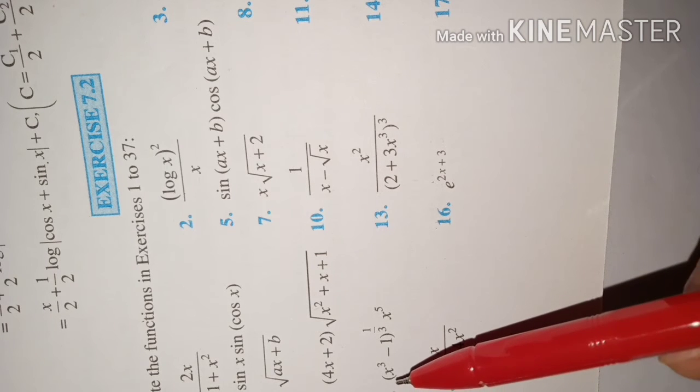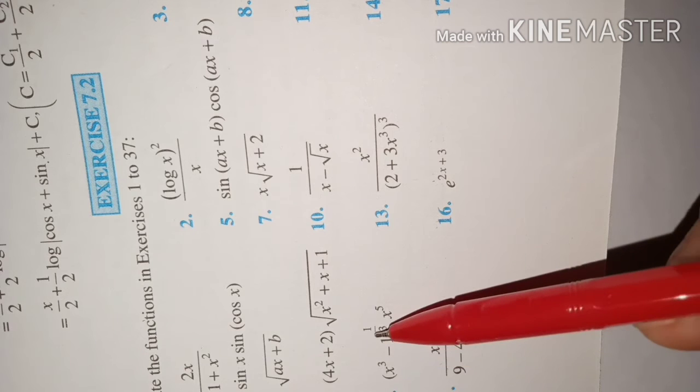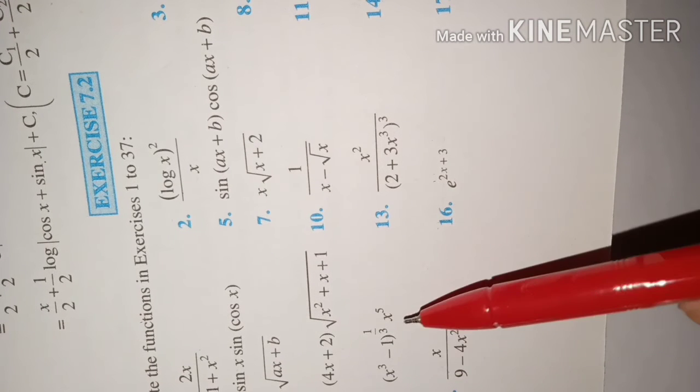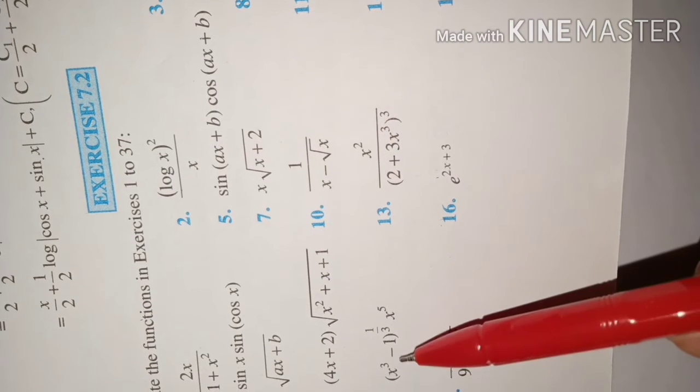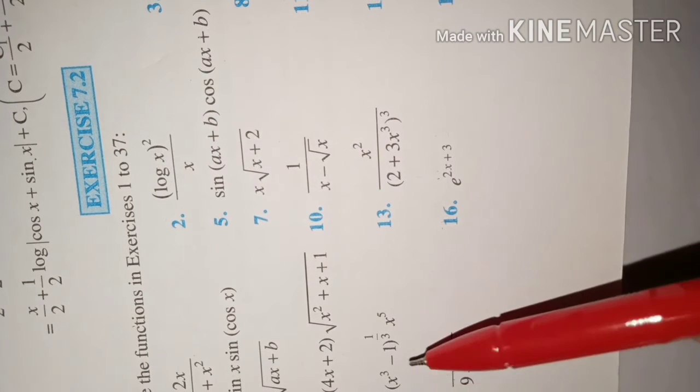Here in the bracket it is given (x cube minus 1) to the power of 1 by 3 into x to the power of 5. Which part can give us its derivative can be the other part. So let us try like this.